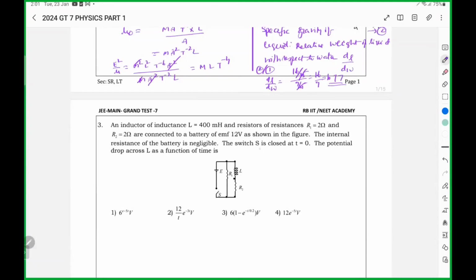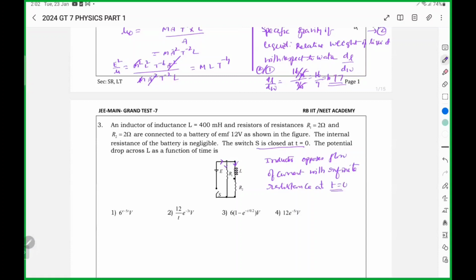When the switch is closed at T0, current flows through it, but initially the inductor opposes the flow of current, like a component with infinite resistance, at time 0.